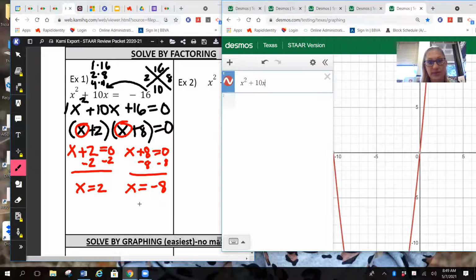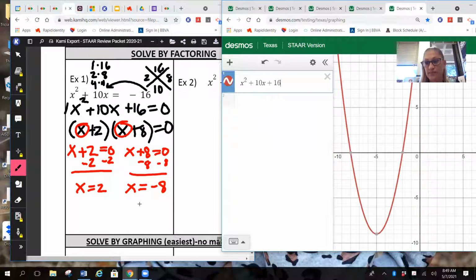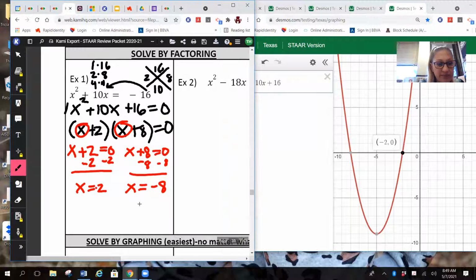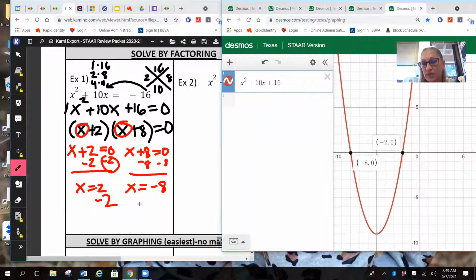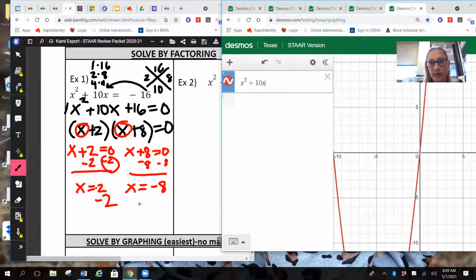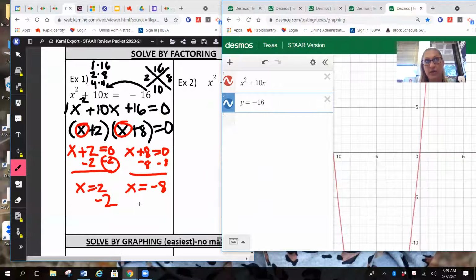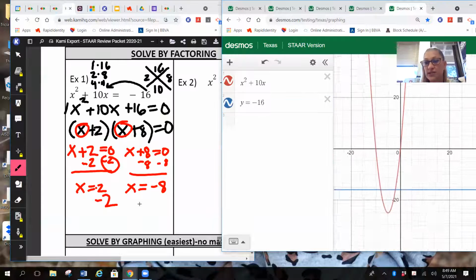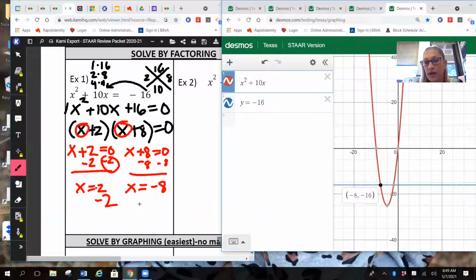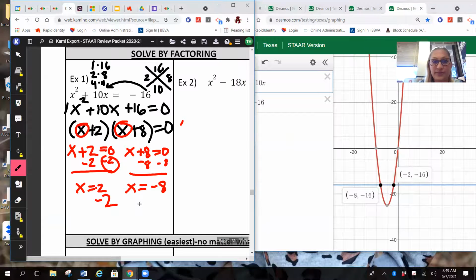And I could have also found that out by just typing in x squared plus 10x plus 16. Oops, I forgot to put negative. -2, sorry, it's right there, I forgot. So -2 and -8. And if you wanted to type it in like it says, you would have to type it in y equals -16. And the answer would be -2 and -8.